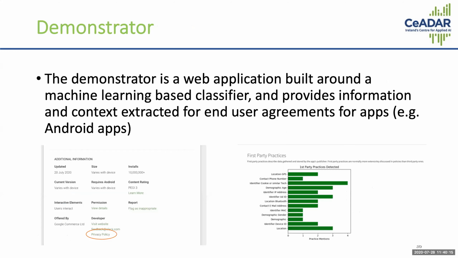So the Demonstrator is a web application, and it's built around a machine learning based classifier. What it does is provide additional information and context extracted from end user agreements for app downloads. So, for example, Android apps. On the left-hand side below, you see this for every page for any app on the Google Play App Store. These details are at the bottom, and there's a privacy policy link, and every single app has one. This will point you to the privacy policy on the developer's website. So every single app has one of these.